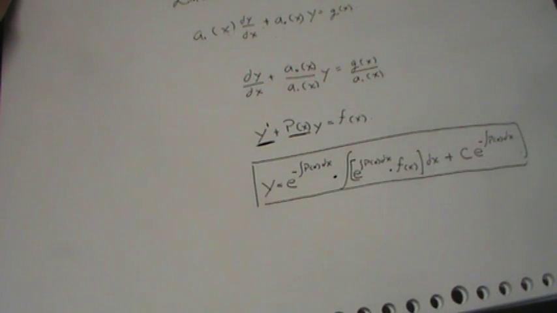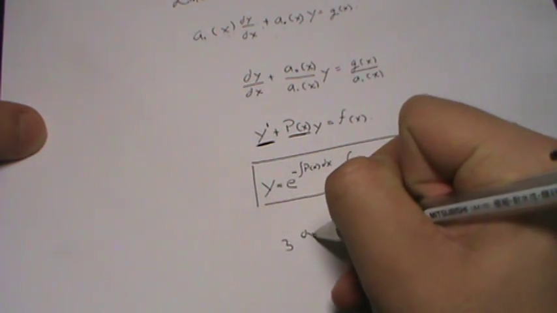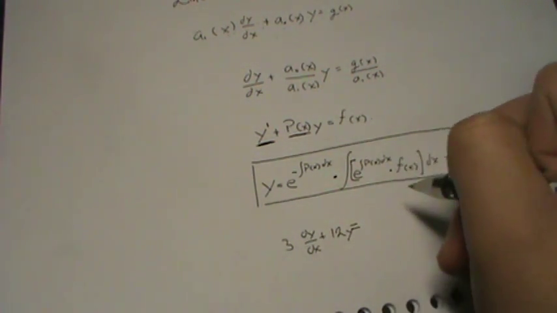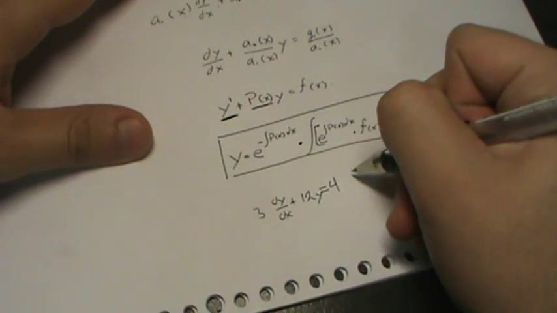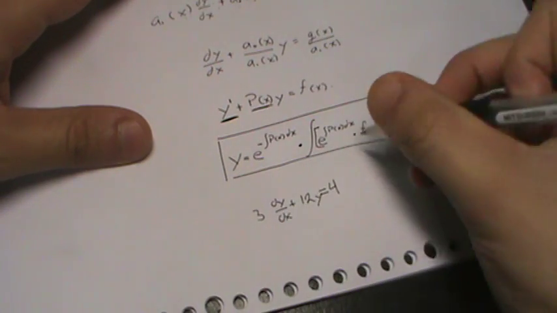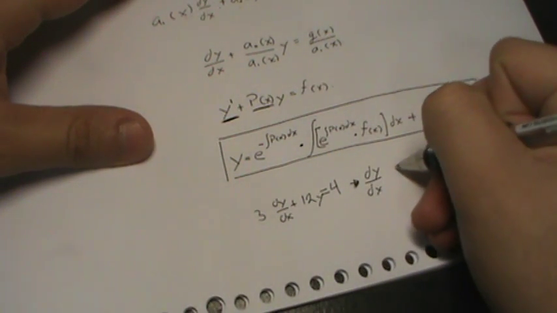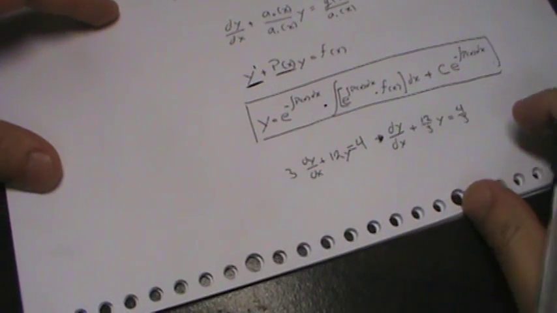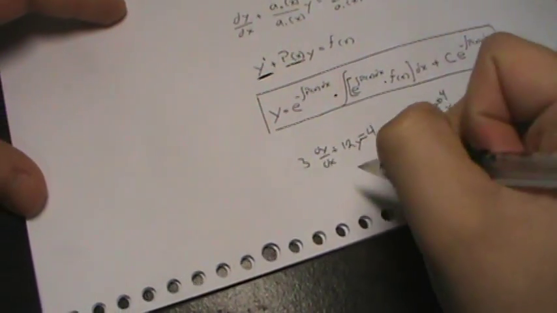For an example, a very easy one. We will have 3 dy/dx plus 12y equals 4. We have no x's in here, just constants. Our first step is to divide this equation by 3, so we can leave dy/dx alone. It becomes dy/dx plus 12/3 y equals 4/3. This 12/3 is just a 4, and this is 4/3. Let's leave it like that.